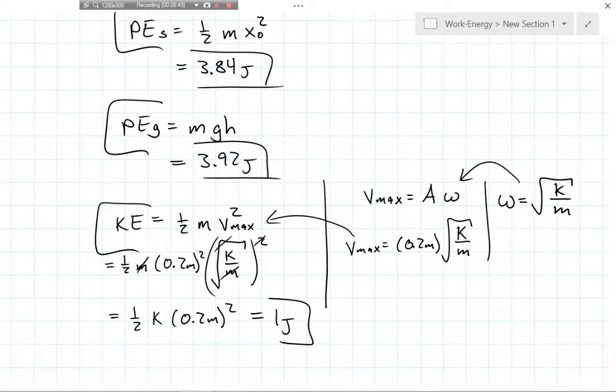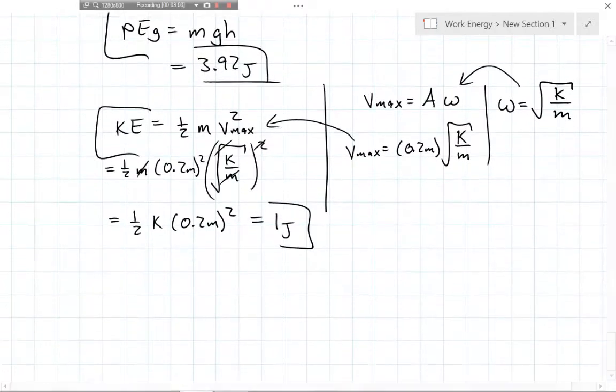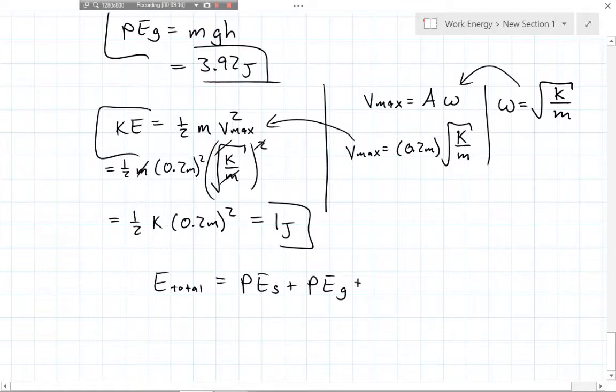Now if I take these three things and add them up: the spring energy, which is 3.84 joules, the gravitational potential energy, which is 3.92 joules, and the kinetic energy, which is 1 joule. So the total energy is equal to the energy stored in the spring plus the gravitational potential energy plus the kinetic energy, and I see that once again the total energy is still equal to 8.76 joules.